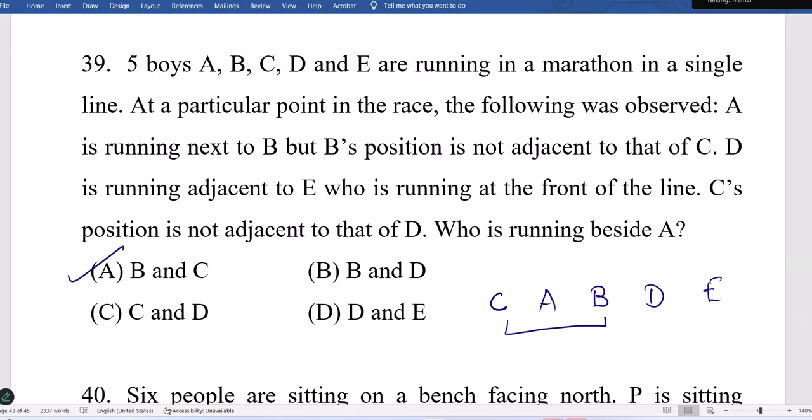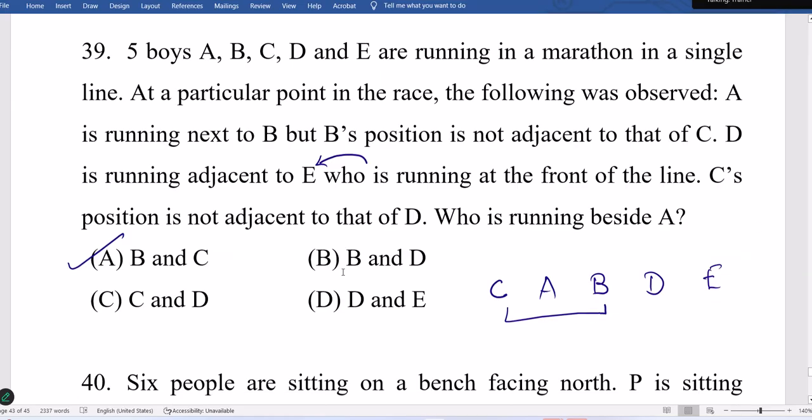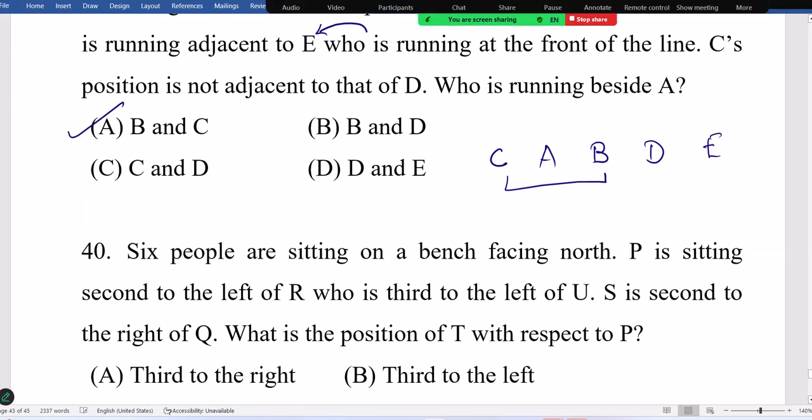Everything is satisfied. D is running adjacent to E. But who means it's related to E? So I believe you understand this question. Option A is correct. Let's work on 40 and some couple of questions as well.